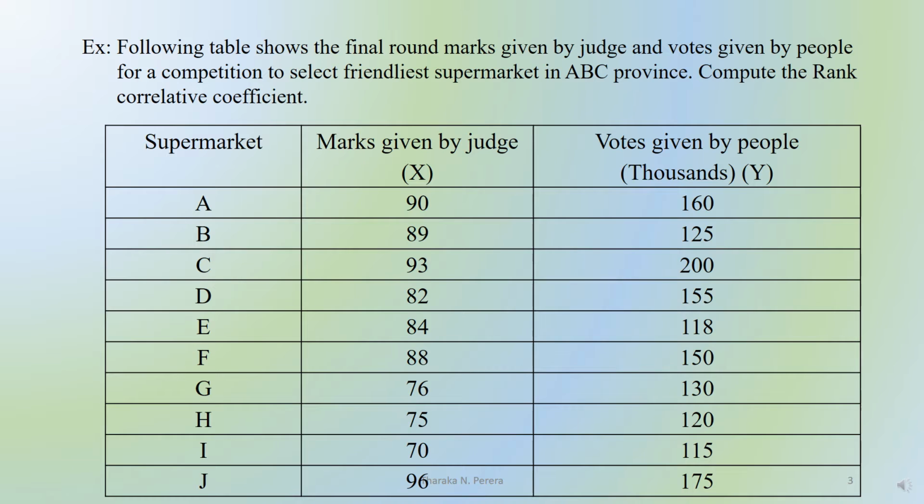Here, the following table shows the final round marks given by judges and votes given by people for a competition to select the friendliest supermarket in ABC province. Compute the rank correlative coefficient. I put X for marks given by judges and Y for votes given by people. Before doing calculations, we have to rank both variables. It is easy to do that by adding some additional columns to the given data table.